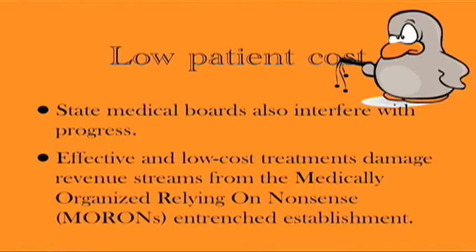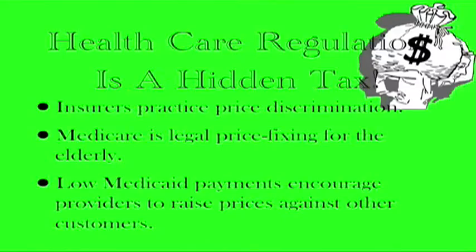State medical boards also interfere with progress. Effective and low-cost treatments damage revenue streams from the medically organized, relying on nonsense and an entrenched establishment. Healthcare regulation is a hidden tax. Insurers practice price discrimination. Medicare, for example, is legal price fixing for the elderly. Low Medicaid payments encourage providers to raise prices against other customers, doing what in economic jargon is called cost shifting.